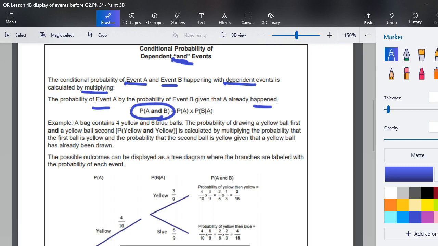But we're going to talk about drawing balls out of a bag first. So what's the probability of A times the probability, and I said this all backwards, the probability of somebody dying from cancer given that they already have cancer. Let me stick with the balls first, and then we're going to rewrite some of this.